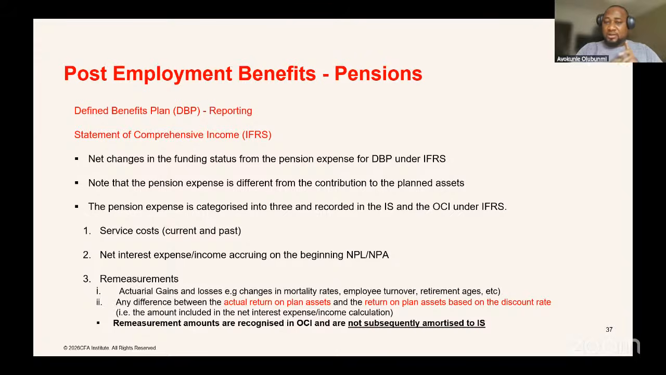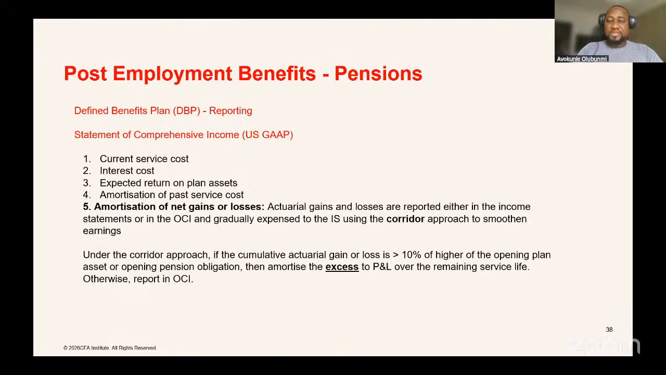remeasurement. Please note, the remeasurements go into your OCI and are there permanently, while service cost and net interest income or expense go into your income statement. Now, under US GAAP it is almost the same thing, but they classify it into 5 and not 3. So the first thing that you have there is your current service cost, which is how much you've earned, how much increase in your pension you've earned by working for another year.